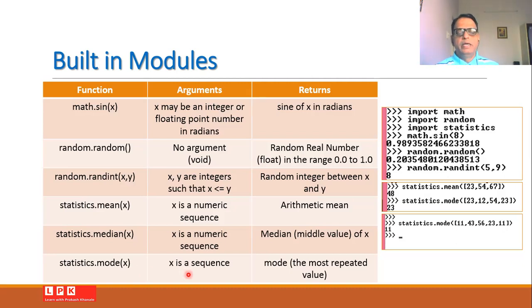So if you write a sequence where x is a sequence, then the mode is generated or returned as a value, the mode standing for the most repeated value. So for example, if I write statistics.mode(23, 12, 54, 23), this is the list, this function will return me a value 23. If I write statistics.mode(11, 43, 56, 23, 11), then it will return me a value 11. So the value that appears more number of times will be returned by the mode function.